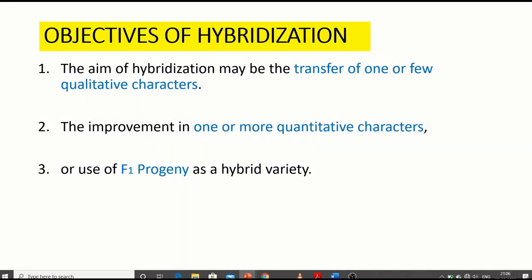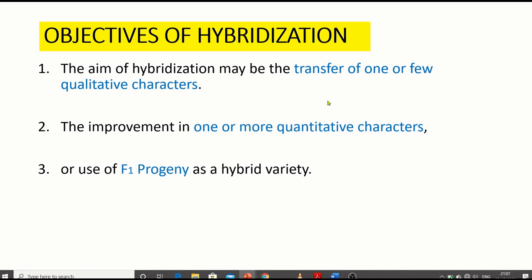Coming to the objectives of hybridization: why are we doing hybridization? The first and foremost aim is to transfer one or a few qualitative genes, that means oligogenic genes, easily identifiable, heritable and controllable genes, from one parent to another.